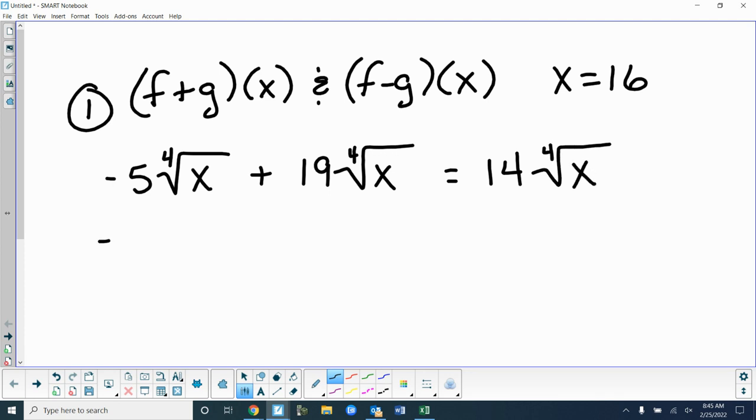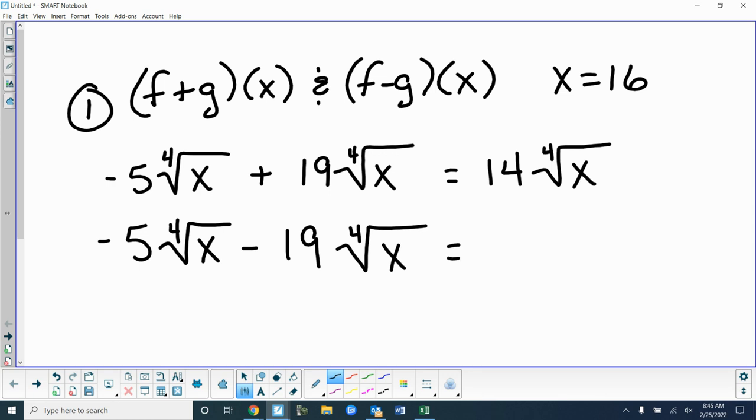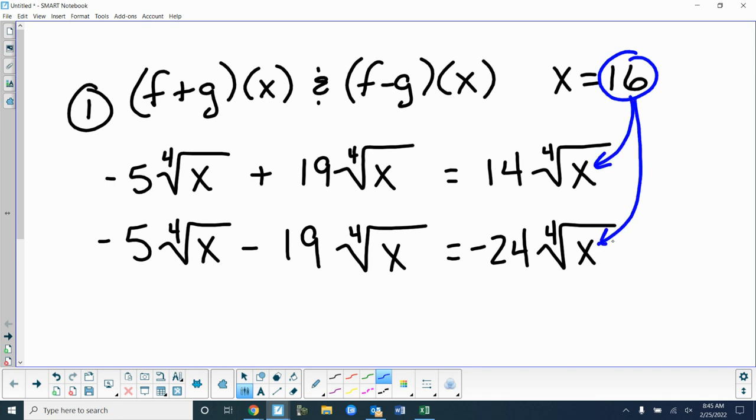All right. Negative 5 minus 19 is negative 23. Oh, 24, sorry. It's that easy. That's the first part. And then, what do you do with this 16? You put it here and there.